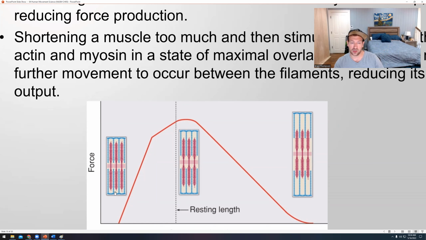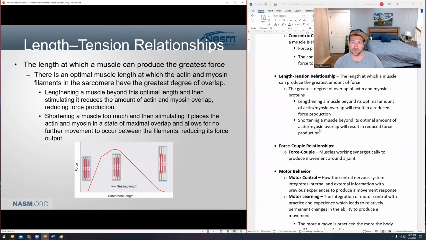If you've got it already too shortened, look at how much force it produces. It produces less force. But also look at if it's over lengthened. If you're pulling the fiber into too much length, it also cannot produce enough force. What we want is for it to be in balance right in the middle. Shortening a muscle too much alters the length tension relationship. Lengthening a muscle too much alters the length tension relationship. Both are bad, okay? So it's the length at which a muscle can produce the greatest amount of force.